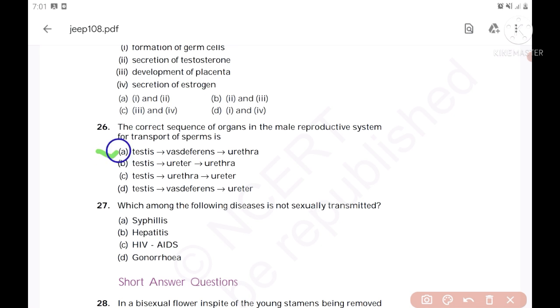What happens if it goes through ureter? It goes back into you. It stays in you. It comes out from the mouth. Sorry for it, but just a joke.